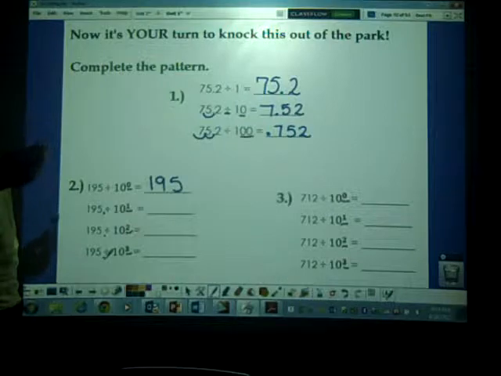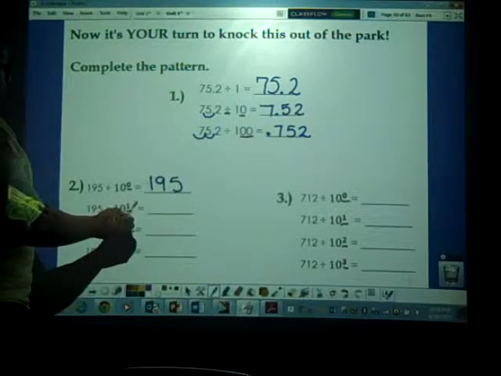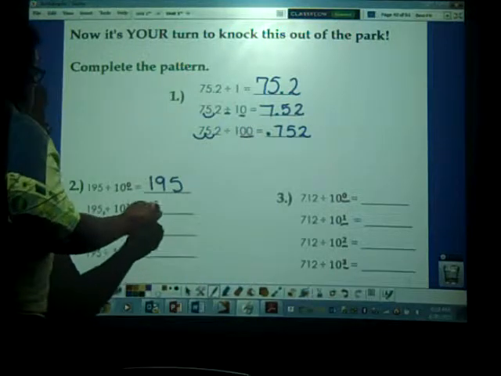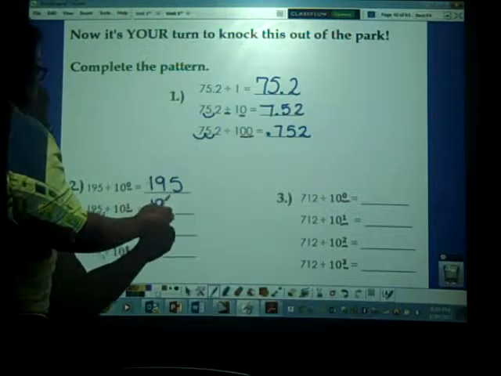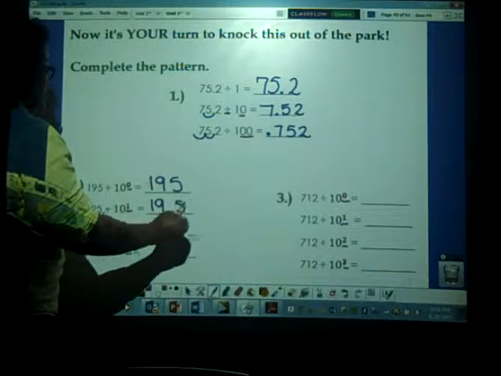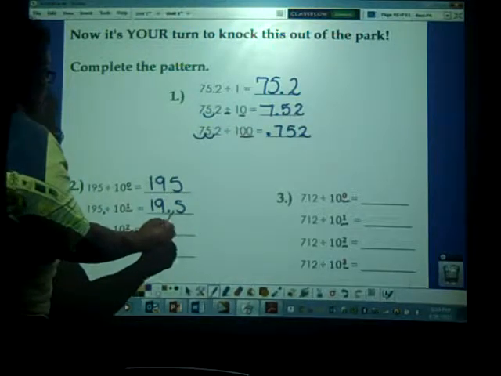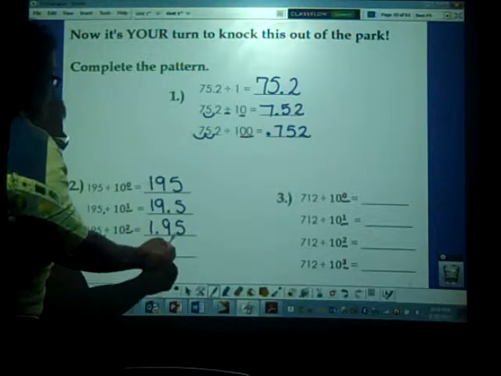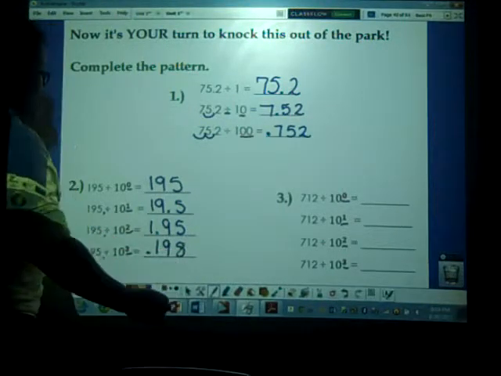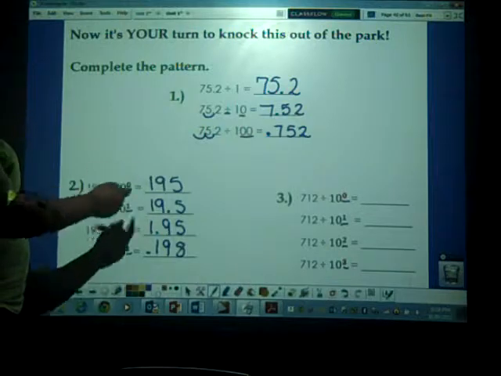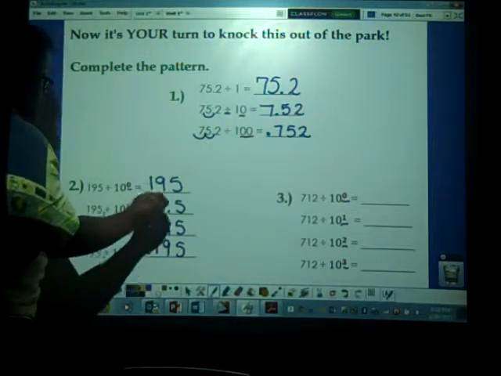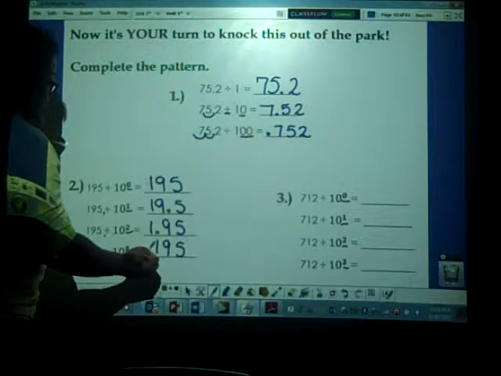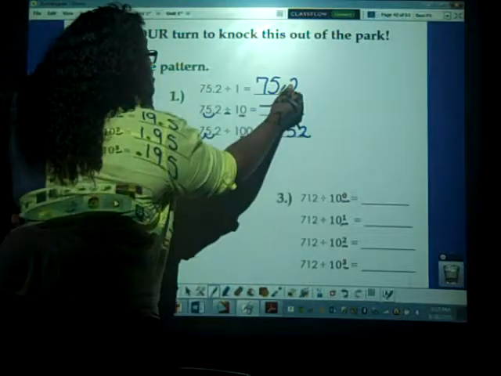And then we have to move our decimal point according to the exponent that we have. So it's going to be 195. Now it's going to be 19 and 5/10. Then it's going to be 1 and 95 hundredths. Then it's going to be 195 thousandths. Now, you know what? Let me make my decimal point a different color so you guys can actually see where it's going. This might help.